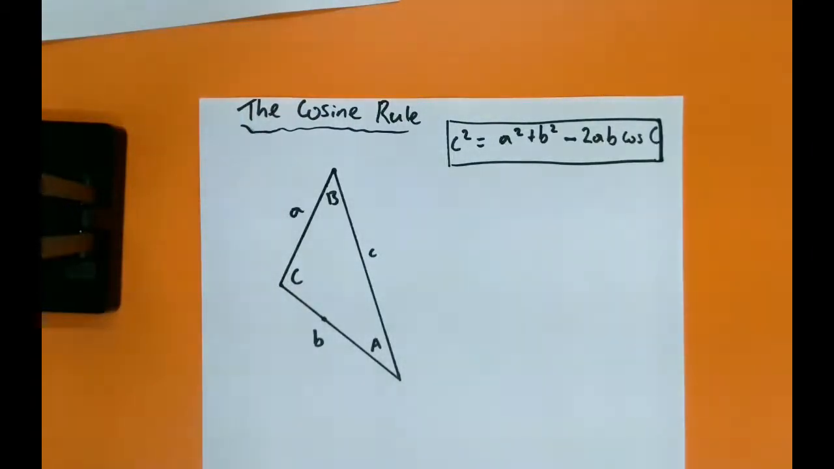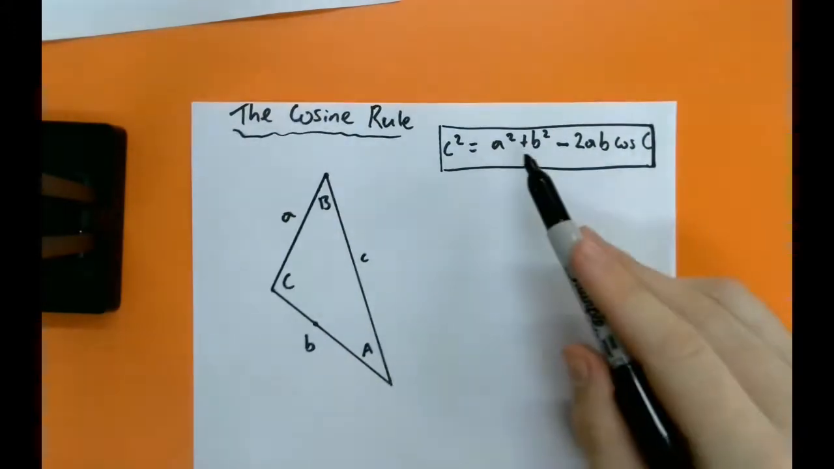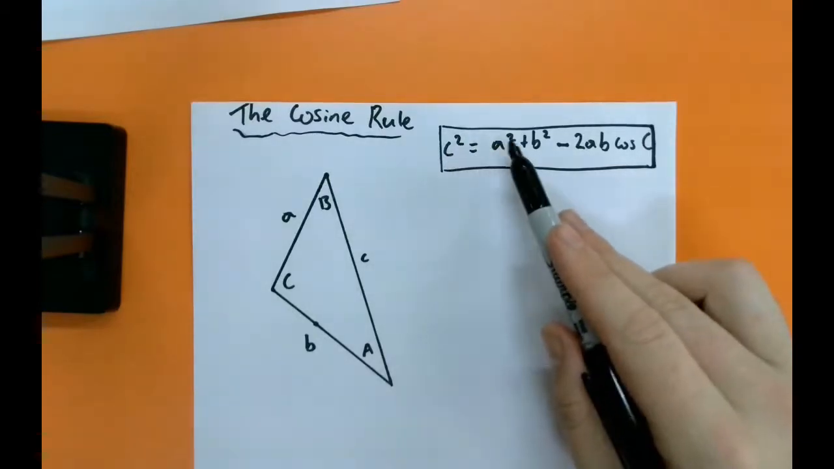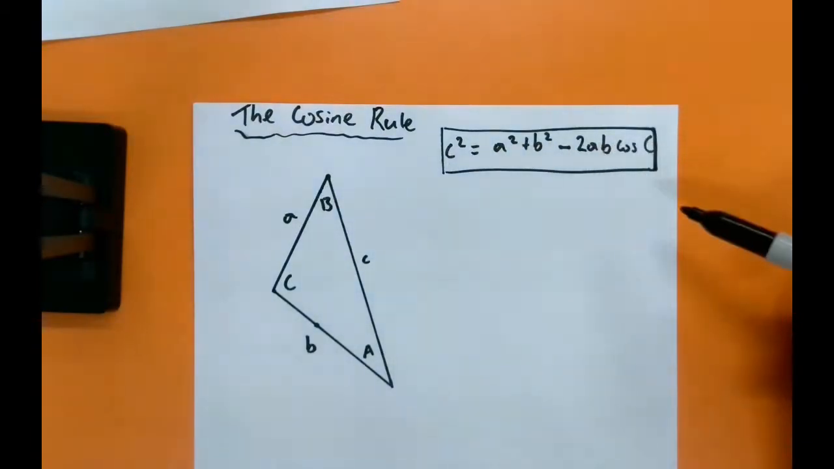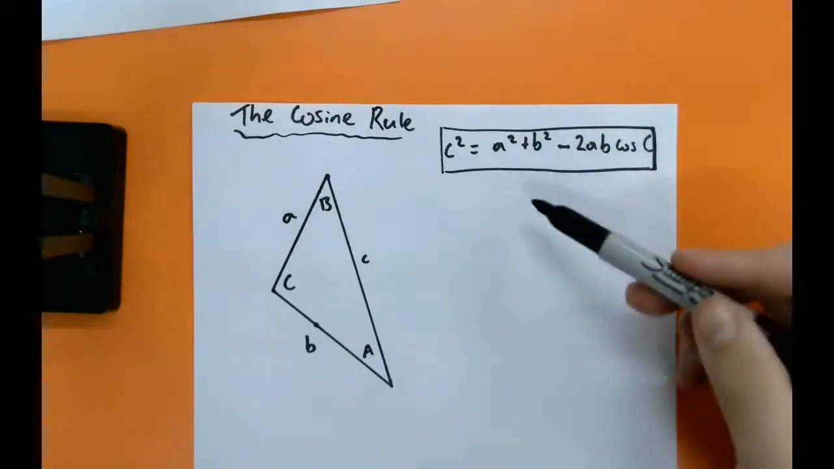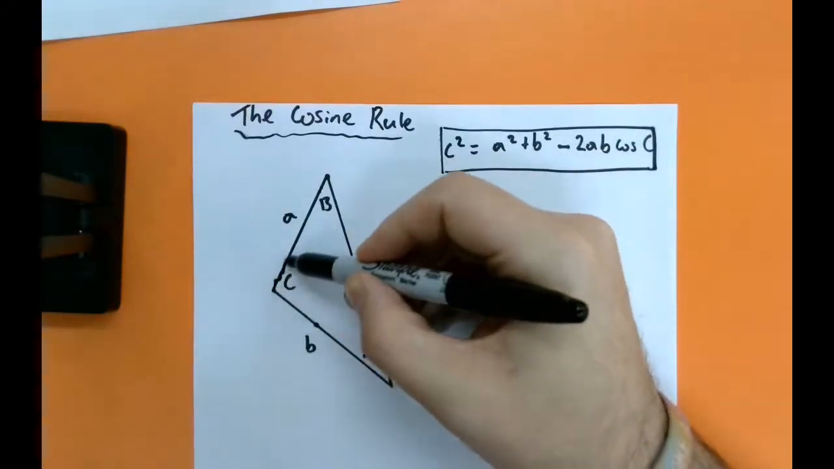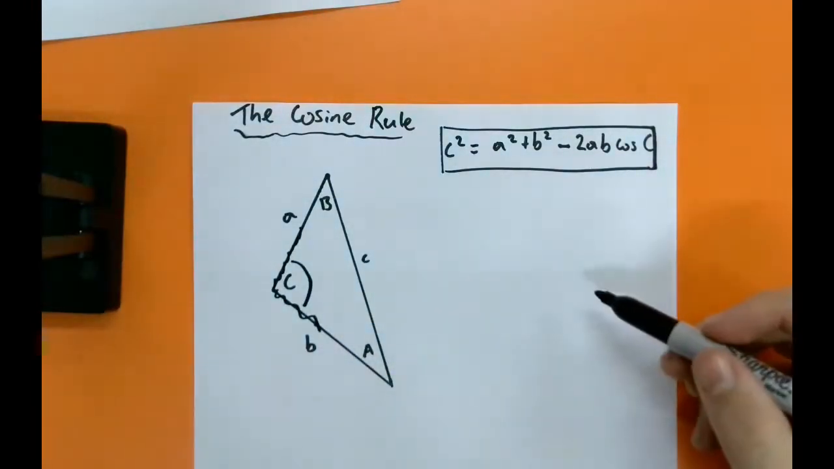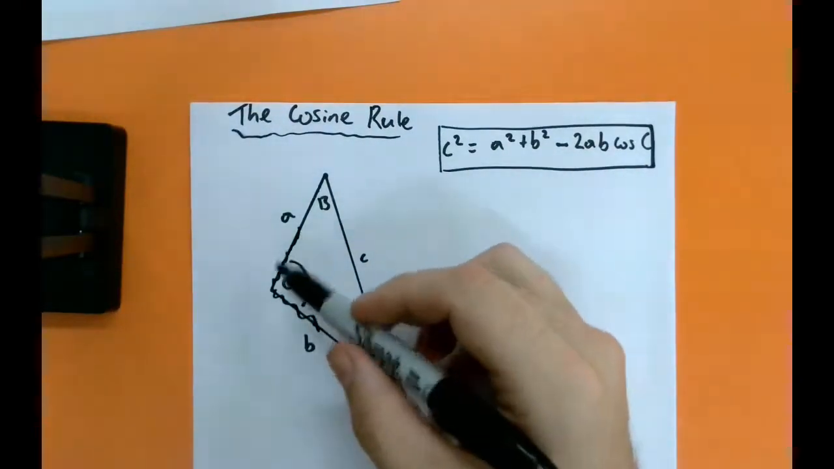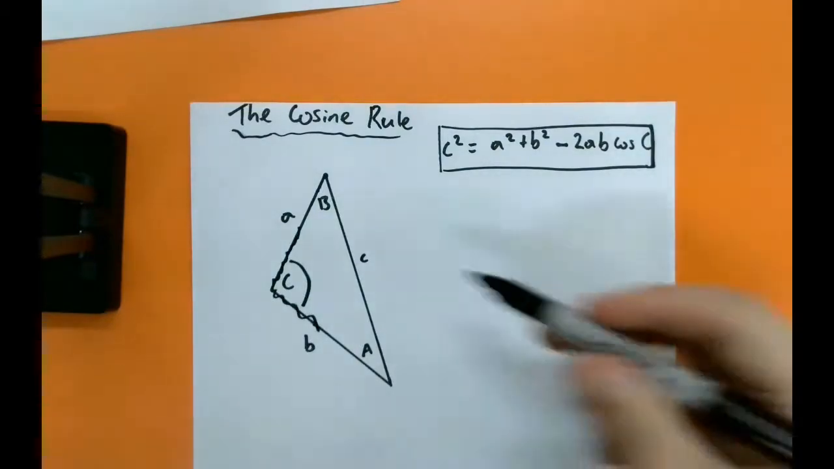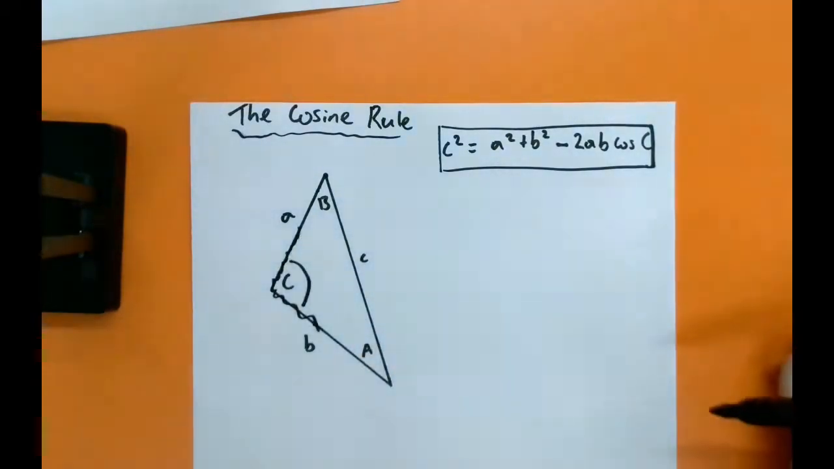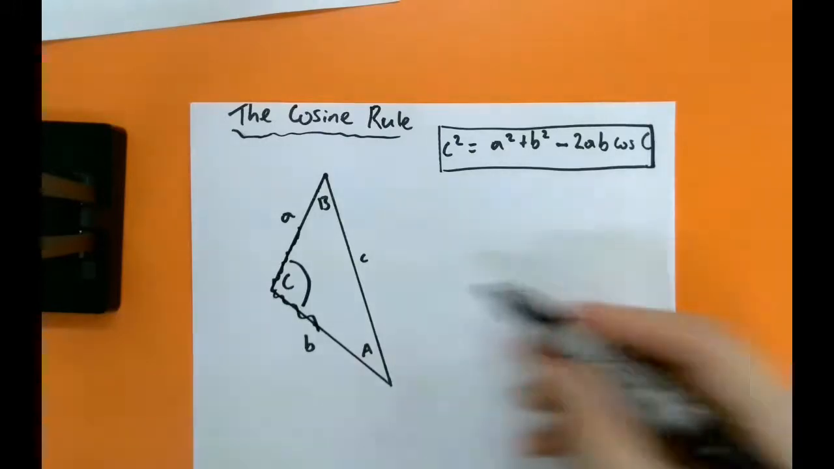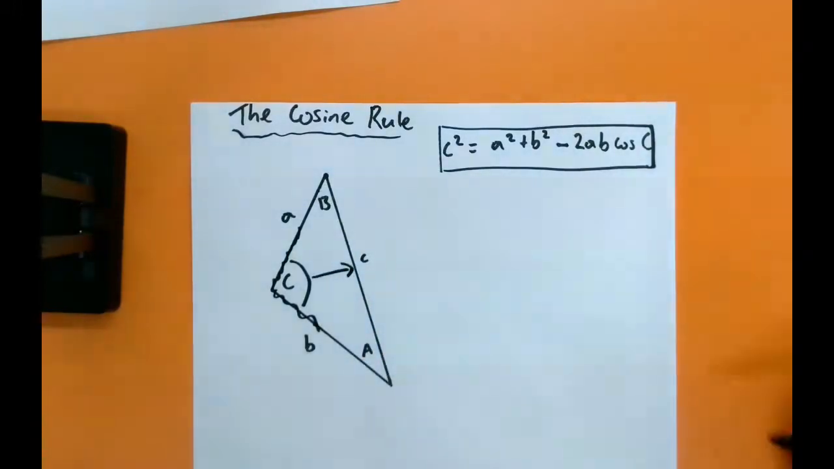Okay, so we covered the sine rule, and now the next thing that we want to look at is the cosine rule. In this particular case, you'll notice that we have c squared equals a squared plus b squared minus 2ab cos c. The idea behind this: a and b are the two sides around the angle c. So c is the included angle, a and b are the two sides either side of it, and the side that you're trying to find using this formula is opposite that particular angle.